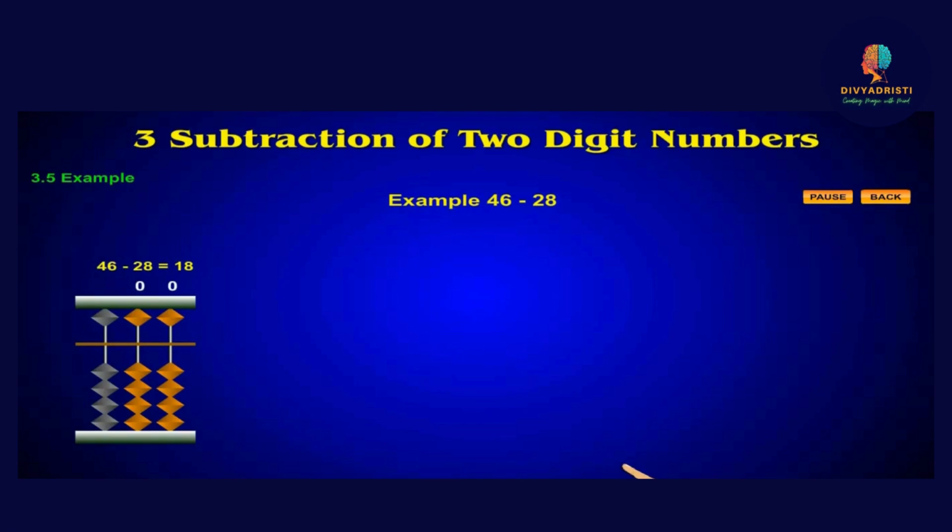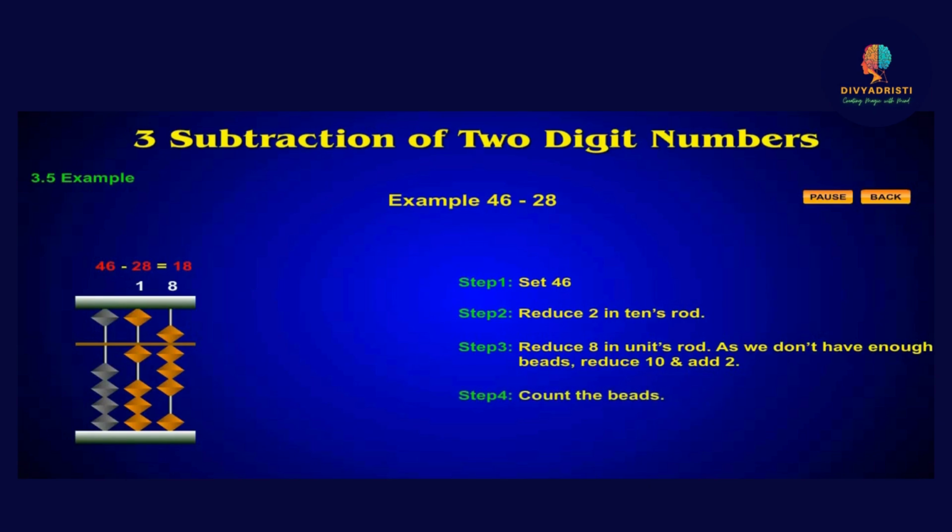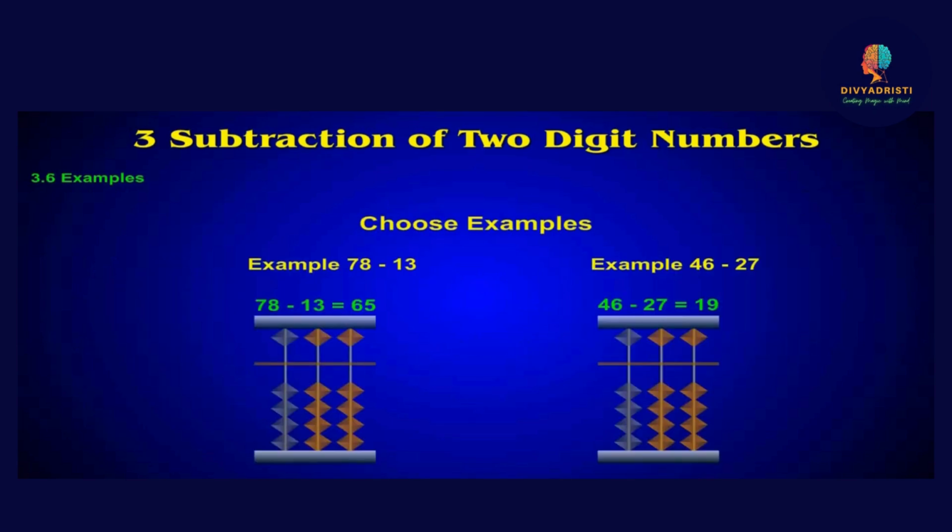Example, 46 minus 28. Step 1. Set 46. Step 2. Reduce 2 in tens rod. Step 3. Reduce 8 in units rod. As we don't have enough beads, reduce 10 and add 2. Step 4. Count the beads.